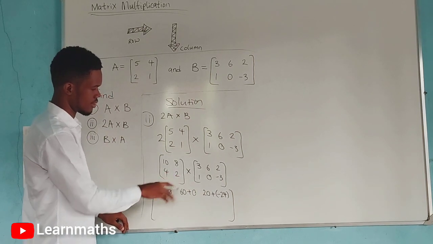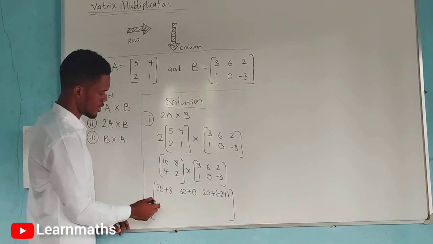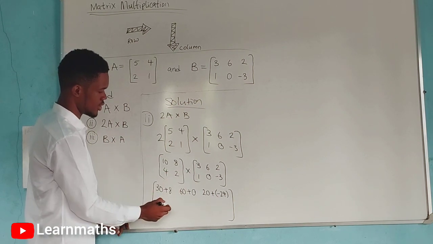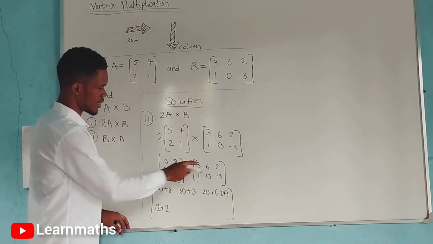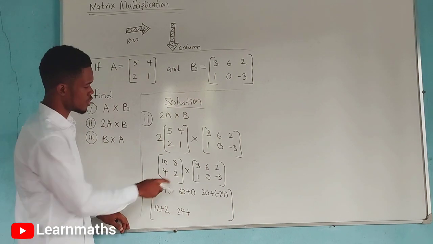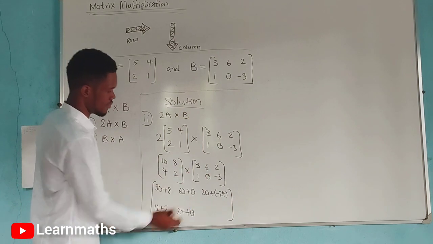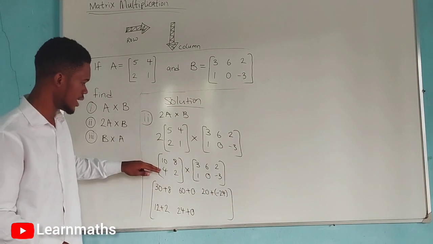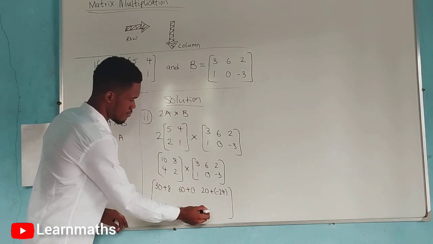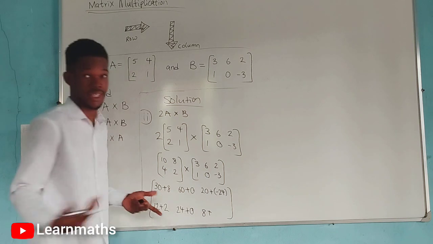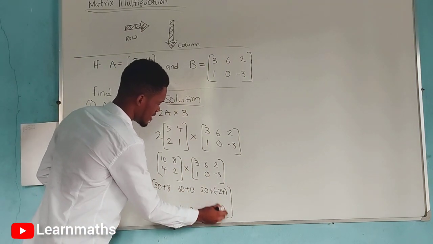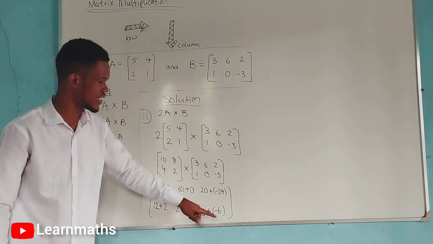Now let's use the second row. We're going to have 4 times 3, which is 12, plus 2 times 1, which is 2. Then 4 times 6, which is 24, plus 2 times 0, which is 0. Finally, we're going to have 4 times 2, which is 8, plus 2 times negative 3, which is negative 6.